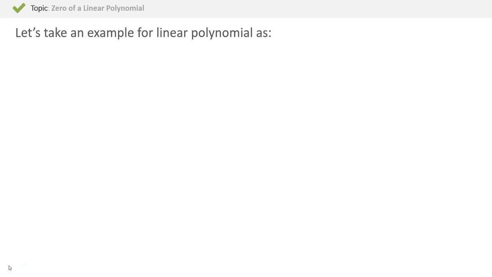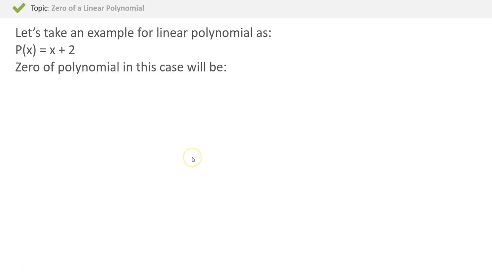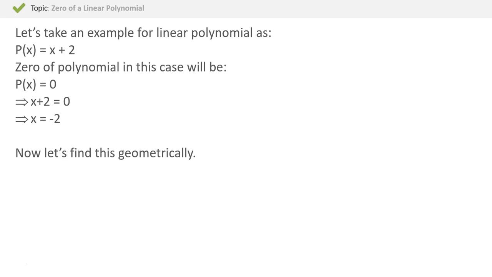Let's take an example for linear polynomial as p(x) equal to x plus 2. Now, in order to find zero of a polynomial in this case, we'll equate p(x) equal to 0, which will imply x plus 2 equal to 0, which gives x equal to minus 2. So the polynomial p(x) equal to x plus 2 has a zero, minus 2. Now let's find this geometrically.